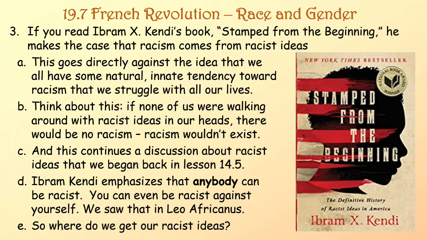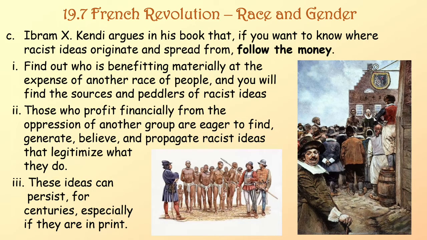Ibram X. Kendi emphasizes that anybody can be racist. You can even be racist against yourself, and we saw that in the story of Leo Africanus. So where do we get our racist ideas? Ibram X. Kendi argues in his book that if you want to know where racist ideas originate and spread from, follow the money. Find out who is benefiting materially at the expense of another race of people, and you will find the sources and the peddlers of racist ideas.